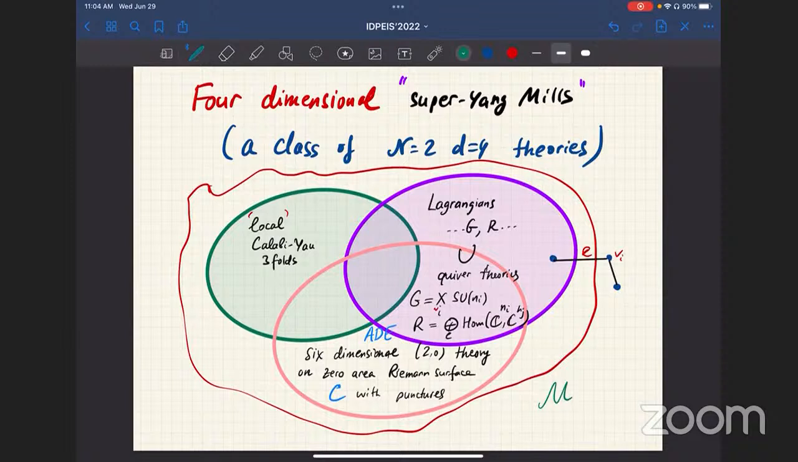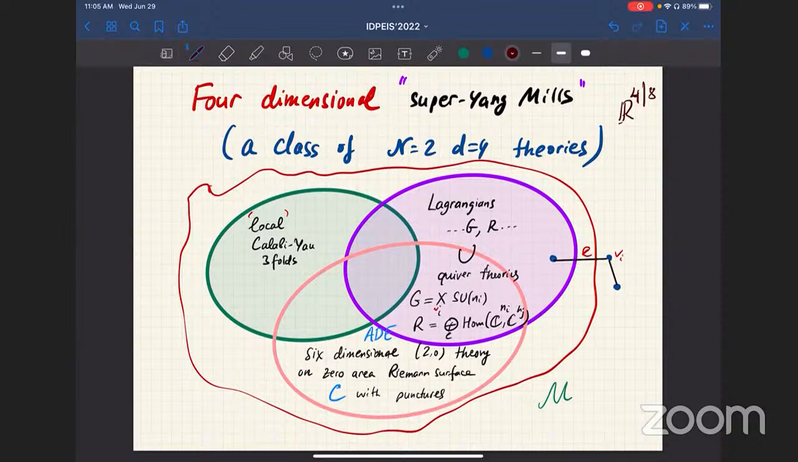They're local in order to describe supersymmetric theories as opposed to theories with supergravity. So these theories can be placed on the fixed four-dimensional, just Minkowski space, or in fact, super Minkowski space. So one patch is local Calabi-Yau threefolds. Another patch is the six-dimensional (2,0) theory compactified on a Riemann surface of zero area, possibly with punctures. So it's a complex curve, but it has a conformal structure, but it doesn't have a metric structure.